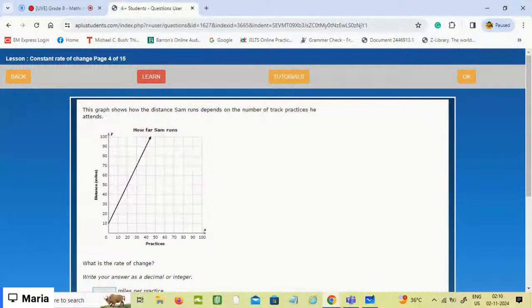This graph shows how the distance Sam runs depends on the number of track practices he attends. What is the rate of change? So which is the correct option?